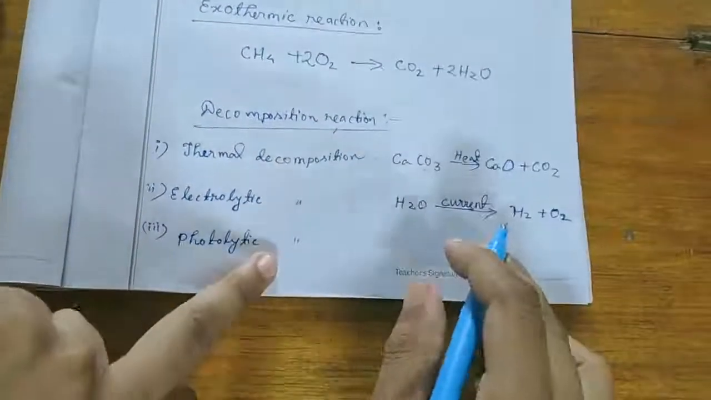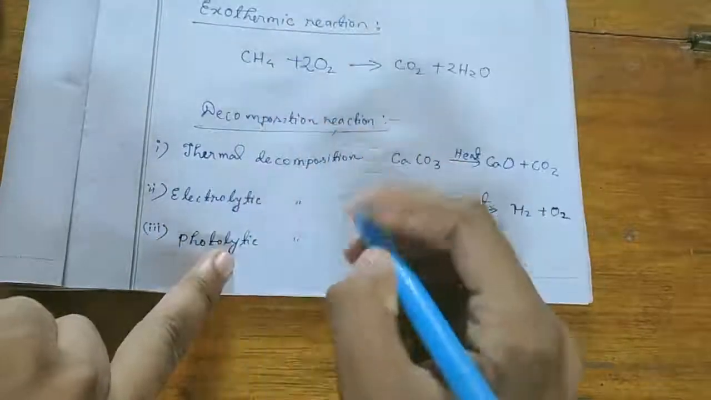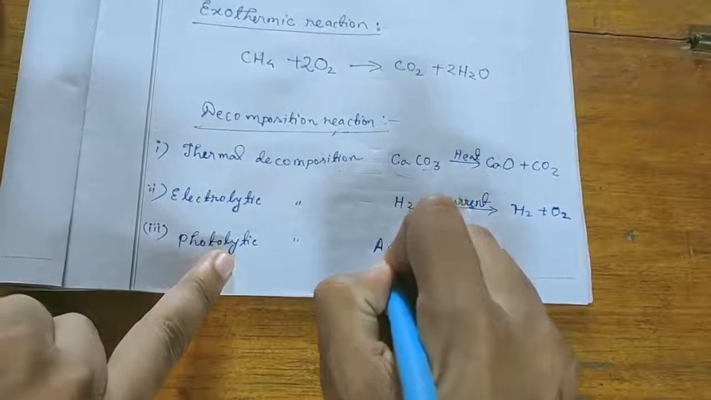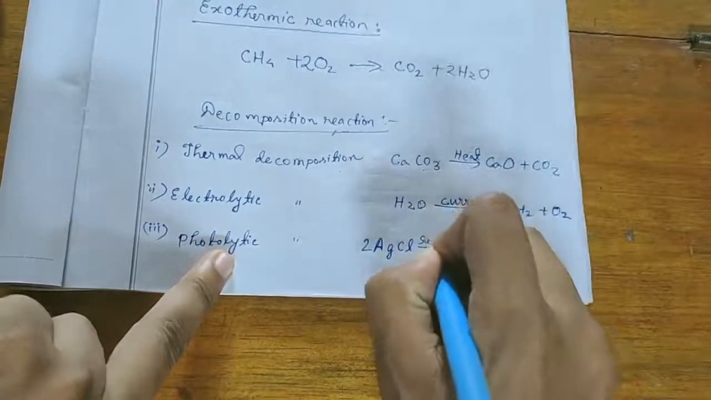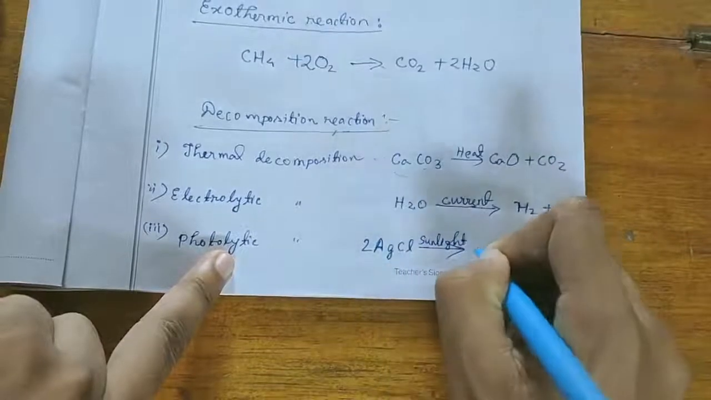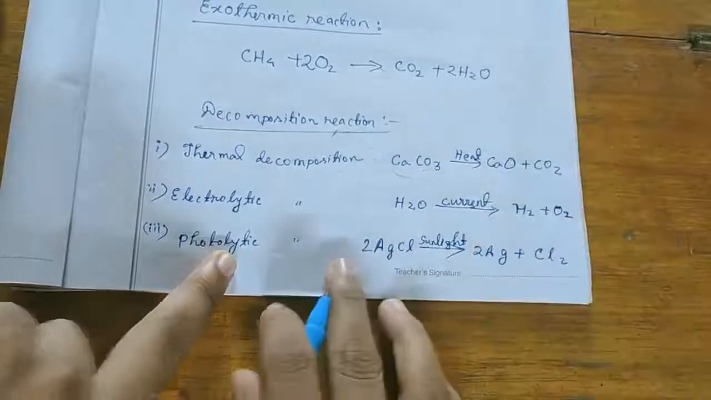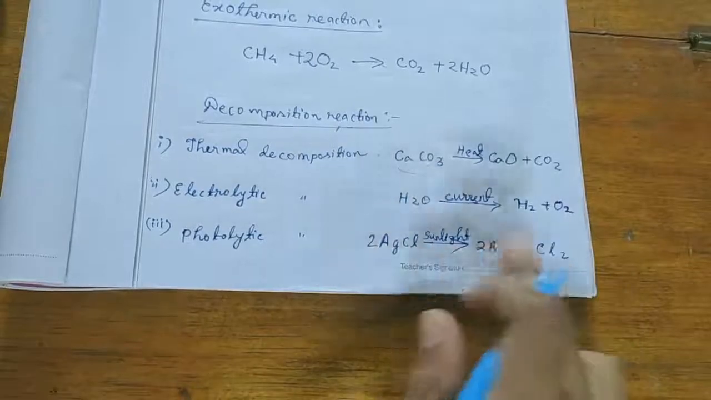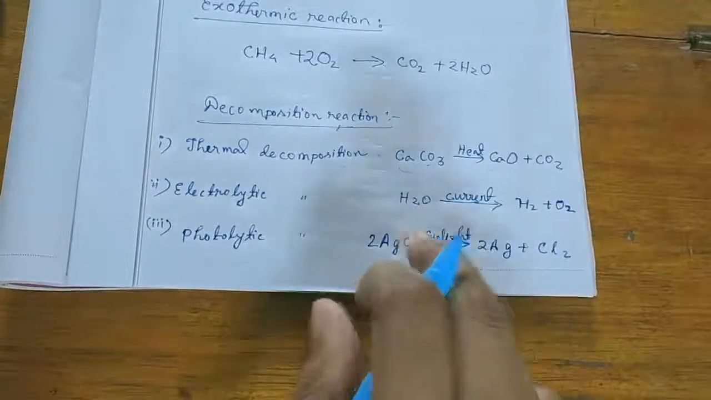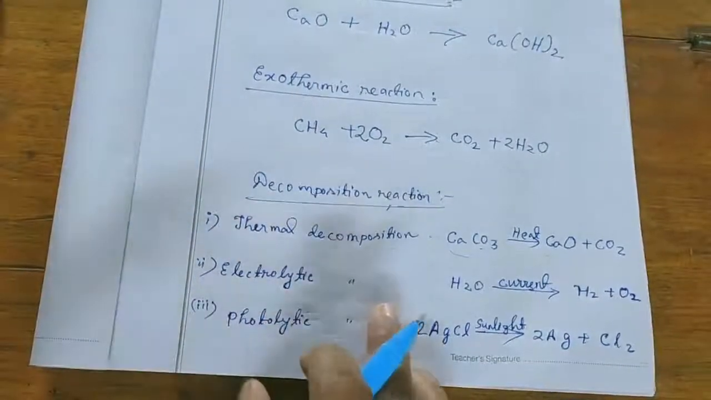Then photolytic, when a decomposition reaction is carried out by light. The example is AgCl, in sunlight, becomes Ag plus Cl. Here the compound splits into two different products because we provide sunlight. Okay, so these are the three types of decomposition reaction.